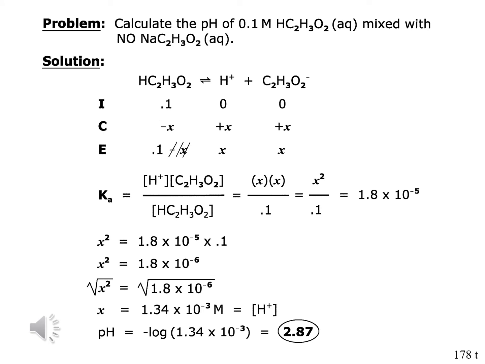When you solve this problem, same way we did before, multiply both sides, take the square root. The x that you get is H plus, so when you take minus the log, you get the pH. And this is a good pH for an acid. It's 2.87, which is below 7.